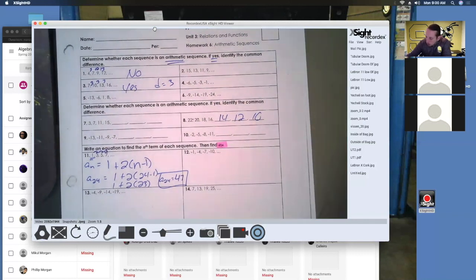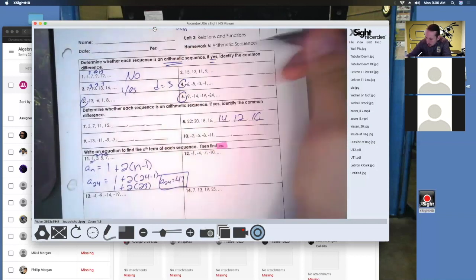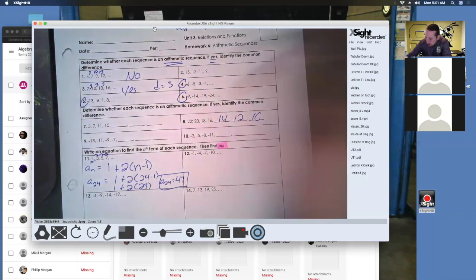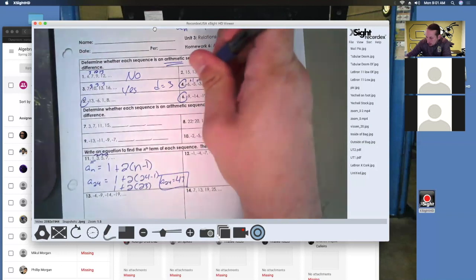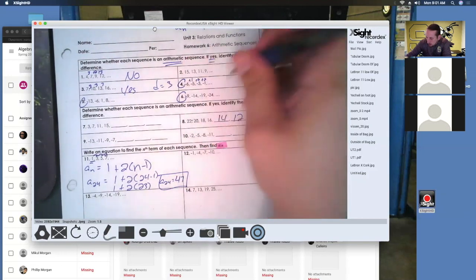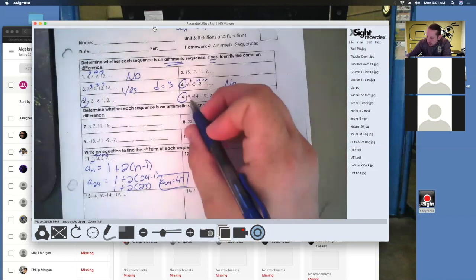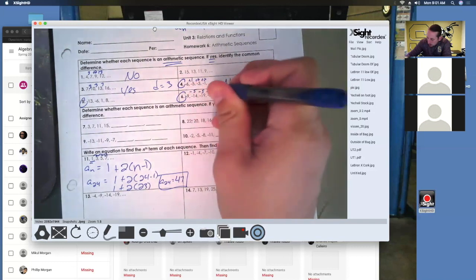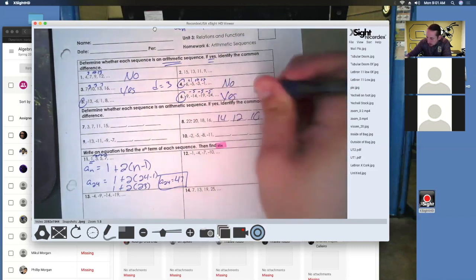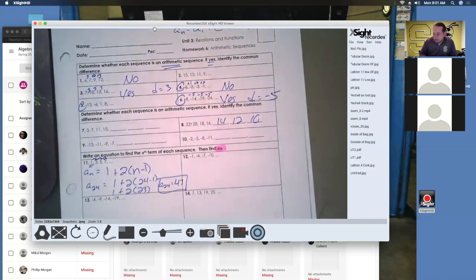The only thing that messes people up a lot is like 5, 4, and 6, where you have the negative numbers. Because here you're adding 1, right? Here you're adding 2, so that one's no since they're different. Whereas here, you're subtracting 5, subtracting 5, subtracting 5, so this one's a yes. And the difference, it's going down 5, so it's -5. That number keeps getting smaller.